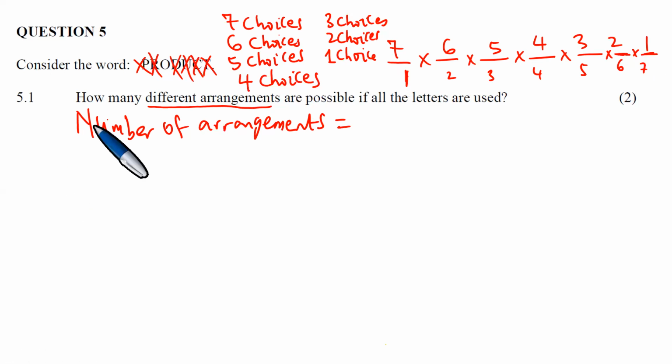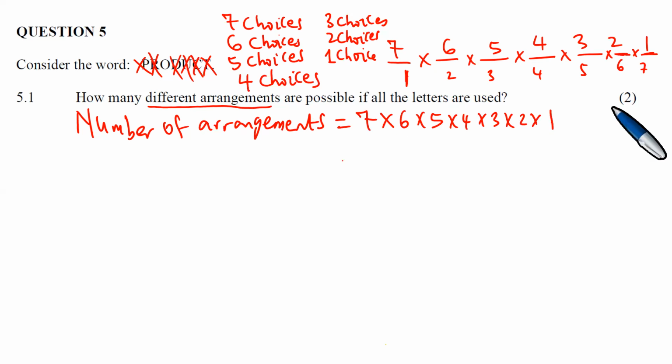Which means if they ask how many different arrangements are possible if all letters are used, you have 7 choices times 6 choices times 5 choices times 4 choices times 3 choices times 2 choices times 1 choice. Therefore in mathematics, when you have 7 times 6 times 5 times 4 times 3 times 2 times 1, we say you have 7 factorial.